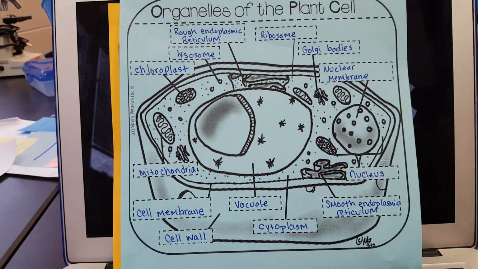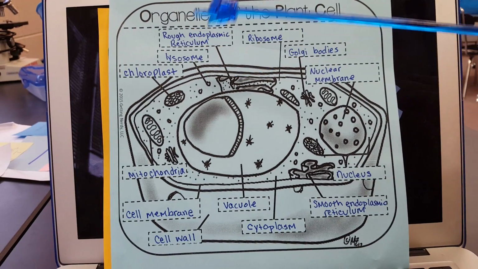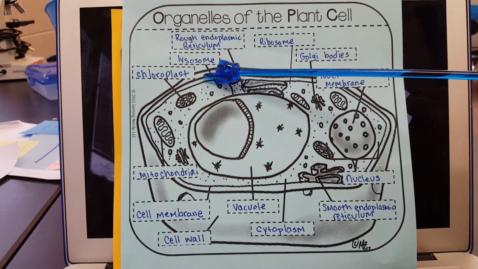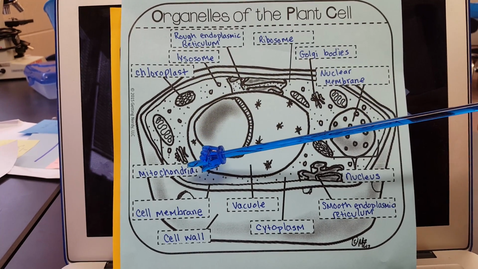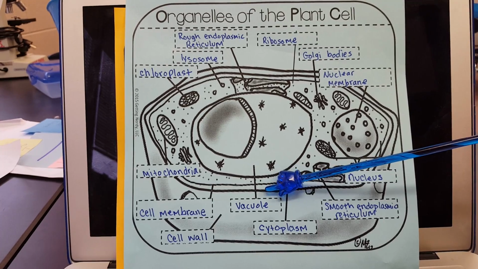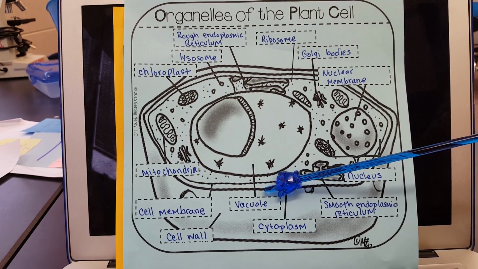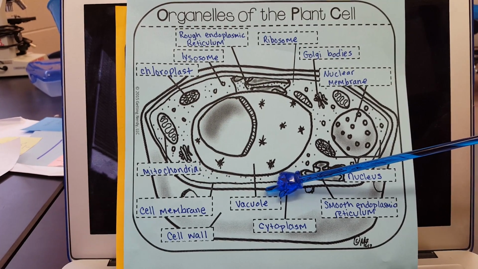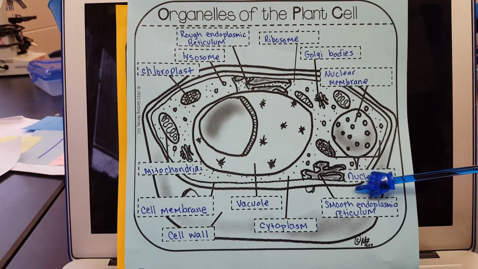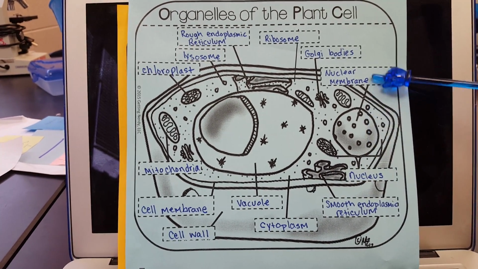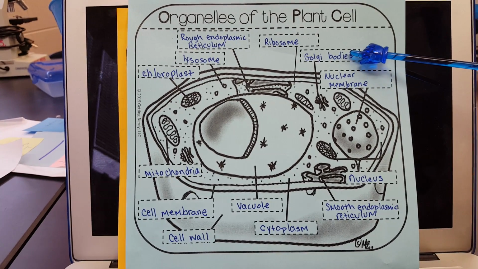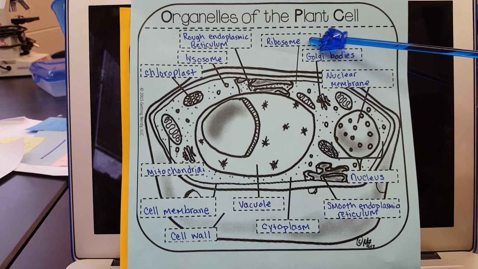I'll just go through these and say them all so you know what they sound like. This is the rough endoplasmic reticulum, the lysosome, chloroplast, mitochondria, cell membrane, cell wall, vacuole. Notice this vacuole in the plant cell is much larger than the vacuole in the animal cell. Cytoplasm, smooth endoplasmic reticulum, nucleus, nuclear membrane that goes around it, Golgi body, and ribosome.